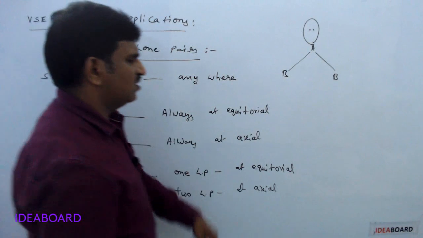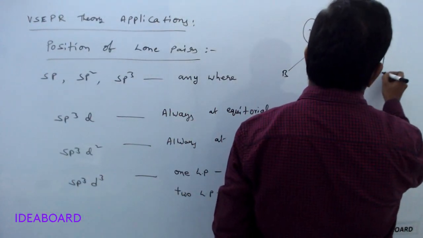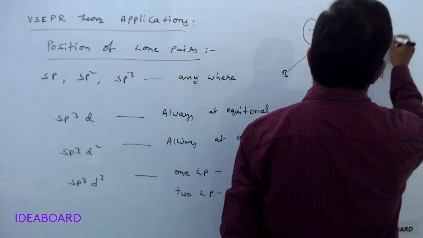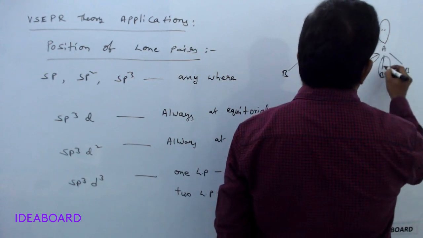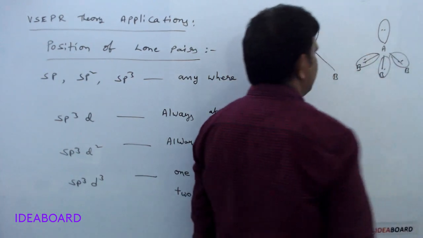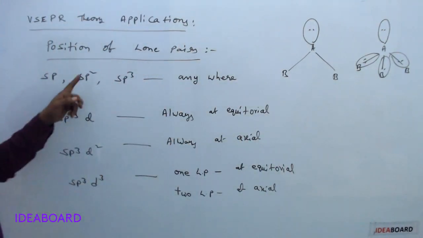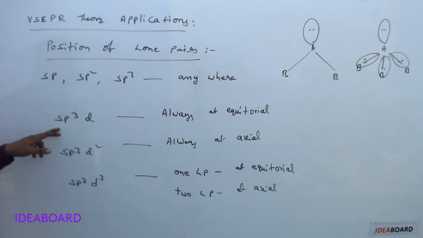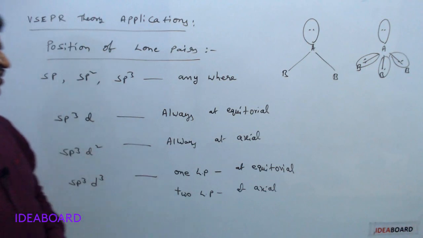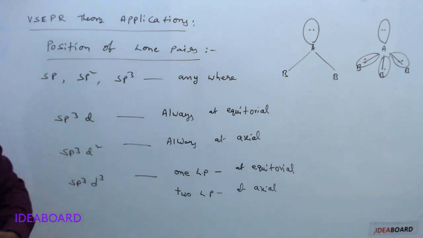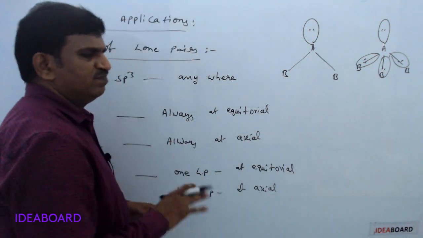And sp3 means tetrahedral shape, and in the tetrahedral also, suppose this is A and this is B, bonded atom. Here a lone pair is present, or it may be present here, or it may be any position. So at any position we can write the lone pair as per sp, sp2 or sp3 hybridization. But for sp3d hybridization, the lone pair will always occupy equatorial positions. For this, there is a separate rule called Bent's rule.